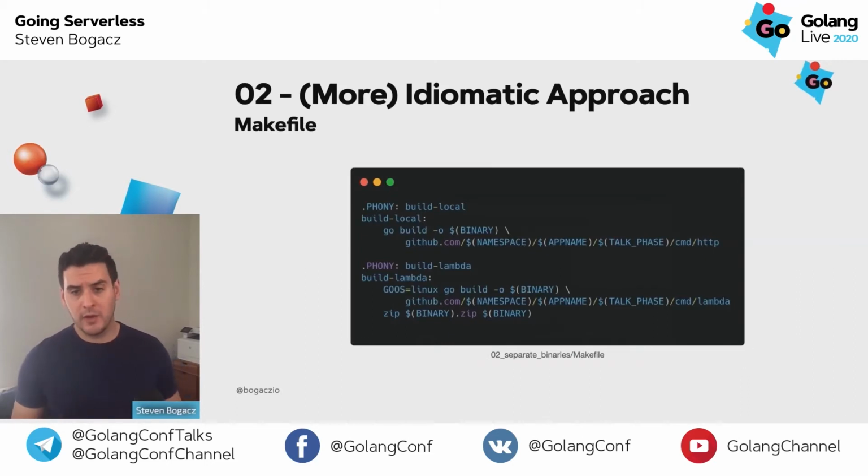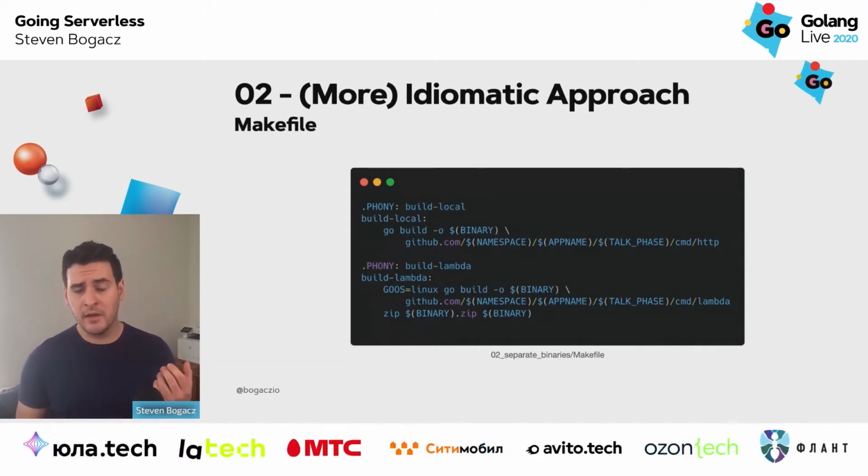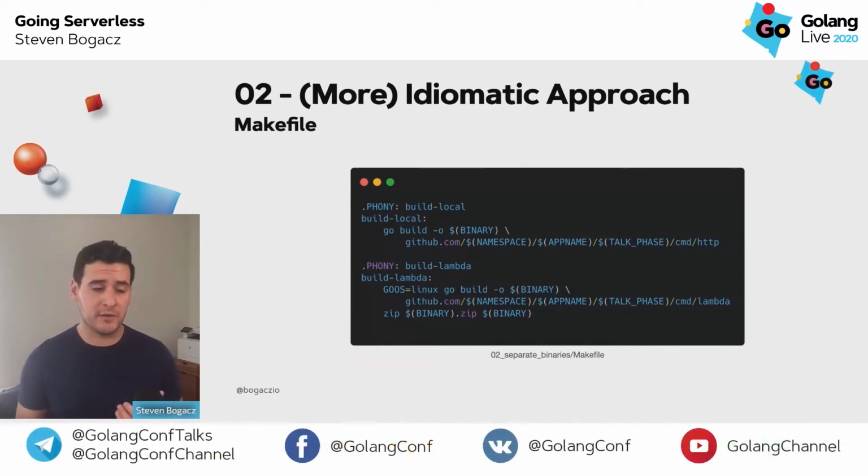We're also using a makefile to simplify the compilation process for us. You can see there's a build local target which lets us build an HTTP specific binary, and there's a build Lambda target that makes sure to cross compile the Go code for Linux. You'd also have to specify AMD64 if the computer you're running this on isn't AMD64 architecture. And it zips it up and gets it all ready to be deployed.